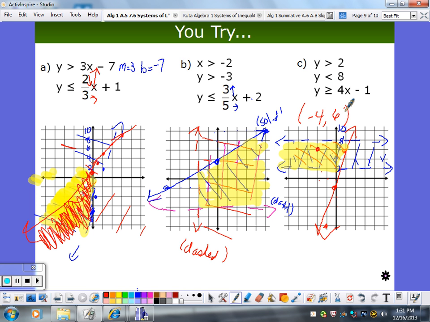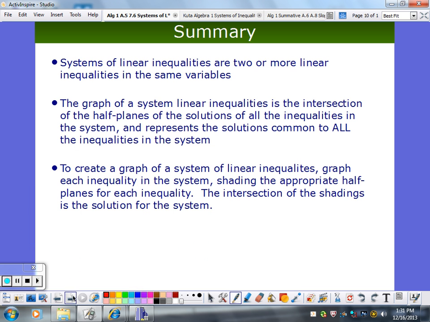Any questions? Quick review. Systems of linear inequalities are 2 or more linear inequalities in the same variables. You graph them by finding the intersection of the half planes of the solutions of all those inequalities. You just graph, shade, and find the intersection. Any last questions?